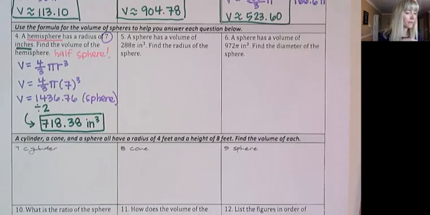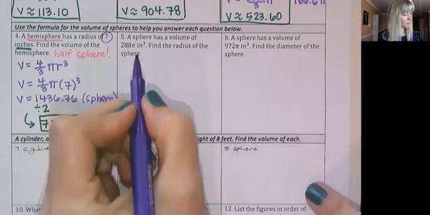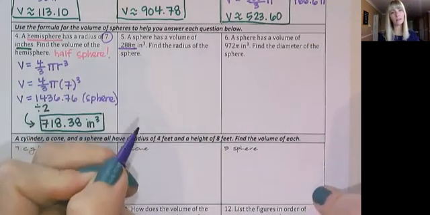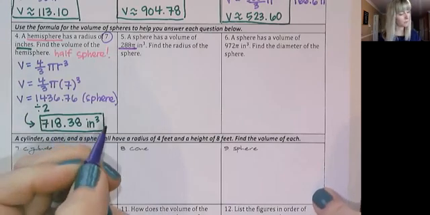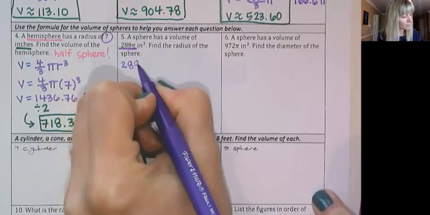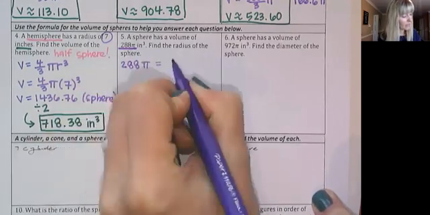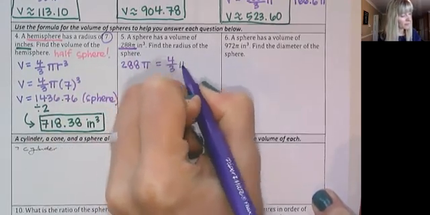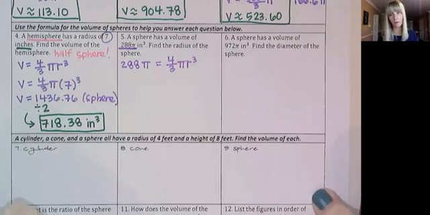So in this problem, they tell me that the volume, they tell me already the volume. The volume is 288 pi, and they gave it to me in terms of pi. I really like when they do that. That helps me a lot. So I'm going to say volume. I'm going to plug that in for V, and here's my formula. There's nothing else to plug in. I just got to find R.